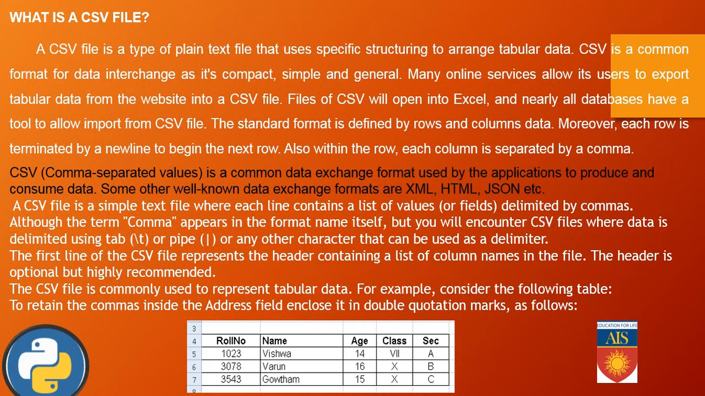The first line of the CSV file represents the header containing a list of column names in the file. The header is optional but highly recommended. The CSV file is commonly used to represent tabular data. For example, consider the following table. To retain the commas inside the address field, enclose it in double quotation marks as follows. So here we can see an example of a CSV file with the following fields: roll number, name, age, class and section.